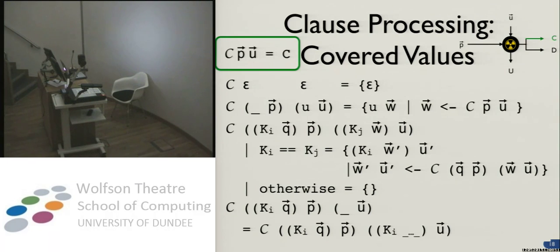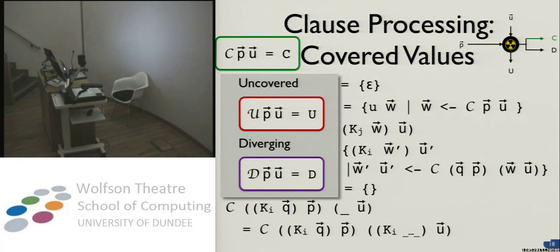And then we recursively call the coverage function to deal with the case where you have the same constructor in both the pattern and the values. So this is essentially the analysis for the covered cases. And in a similar way, we're processing in lockstep also for the uncovered and the diverging cases, both the pattern and the value abstractions, and refining the value abstractions as we see more of the pattern that we're trying to match. Okay?